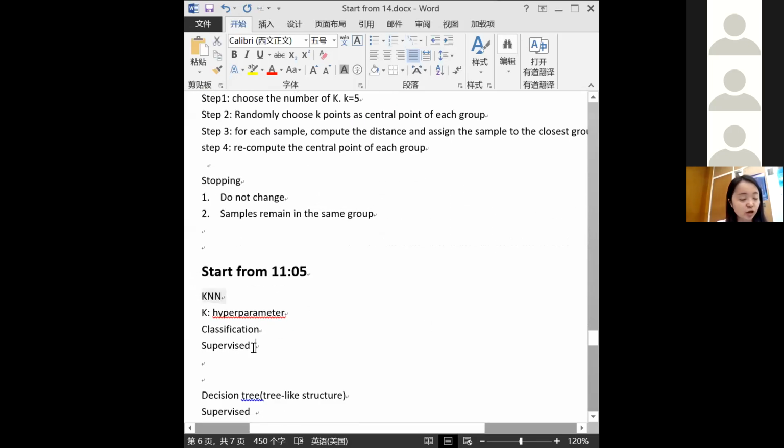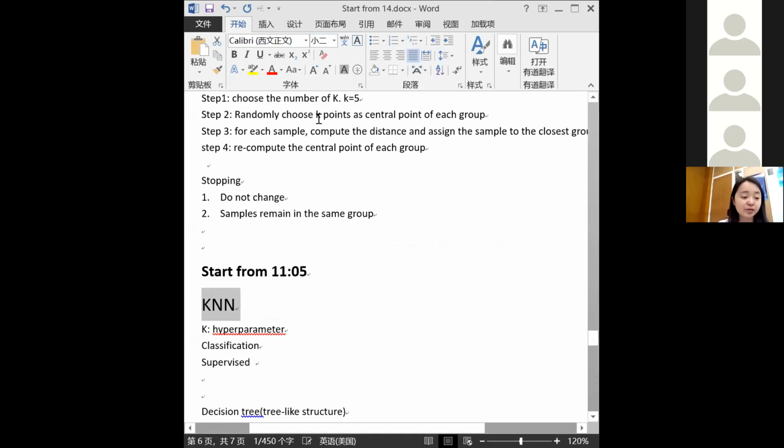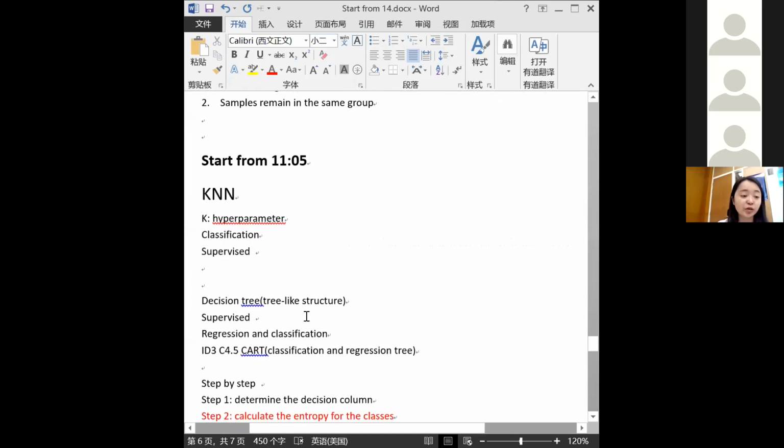And then we talk about KNN, an algorithm without parameters. So we don't need to train KNN, and KNN means K nearest neighbors. So we need to find the K nearest neighbors of the new sample and decide which class the new sample belongs to. And it's also a classification model and a supervised learning algorithm.